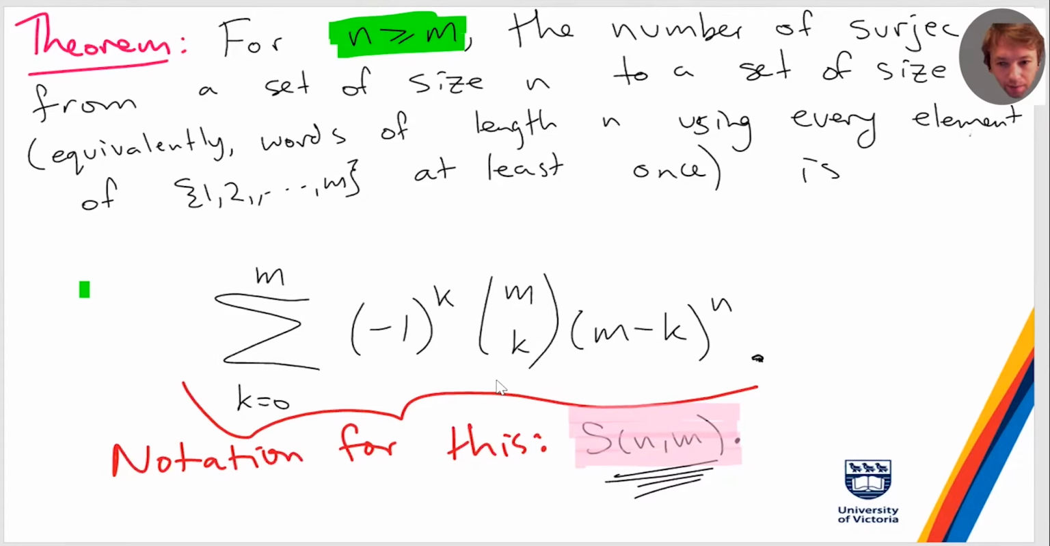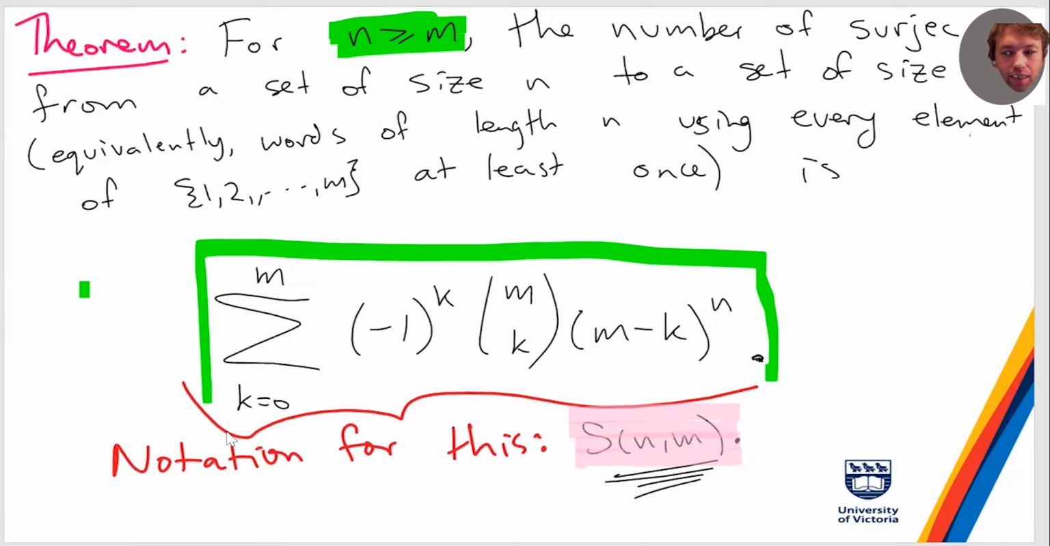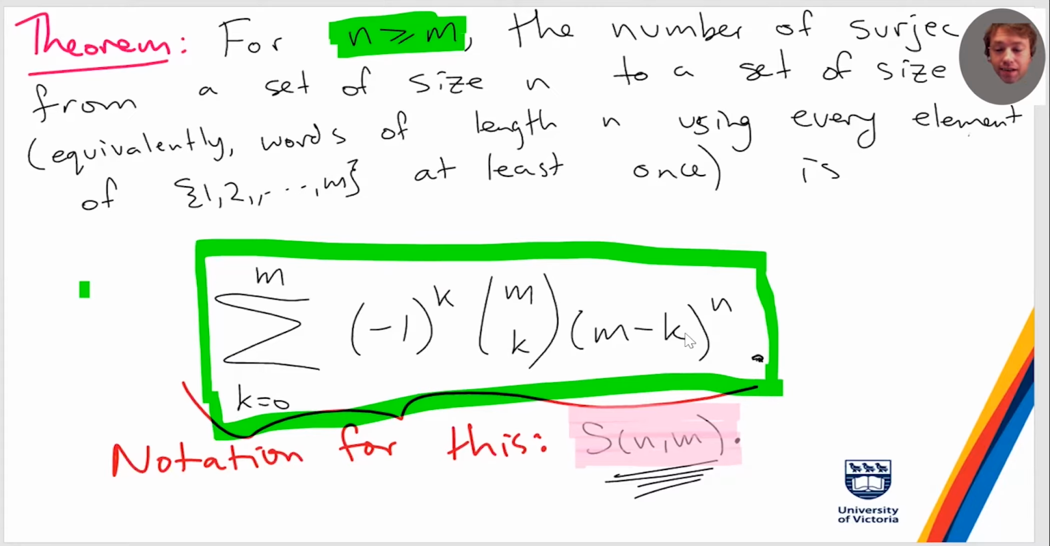wait a second, I think I haven't messed this up. There's, oh, there is an n in here. Okay, I haven't messed that up. I think this is correct. So it's the sum from k equals 0 to m of (-1) to the k, m choose k, (m minus k) to the n. And we're going to see how we can prove this using the principle of inclusion-exclusion.